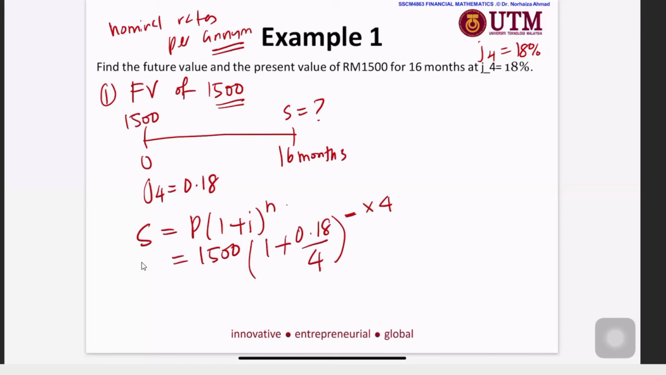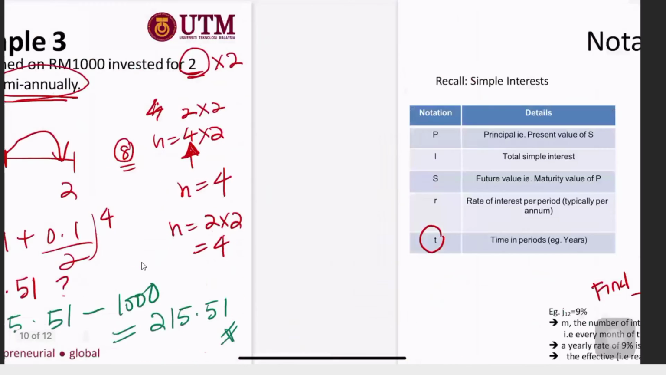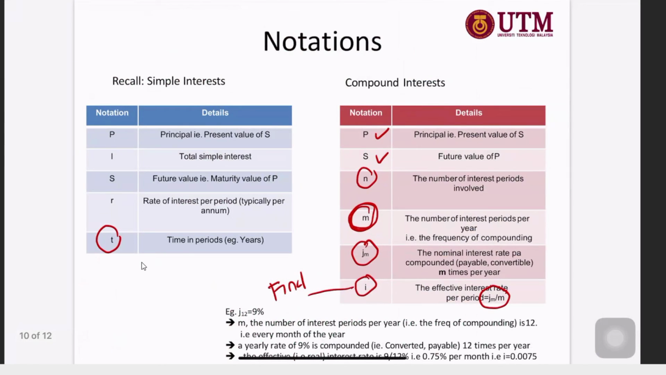Nominal rates is per annum. So let me show this one. Okay, so please take note that the nominal interest rate is per annum. Per annum means for a year.